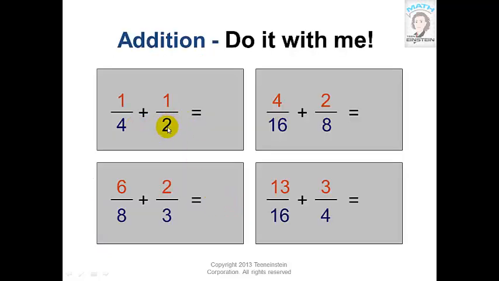Here, change into 4. So it should be 2 over 4. Then you get 3 over 4. Here change into 16. It becomes 4. 4 plus 4 is 8 over 16. Then reduce. Here change into 24. Then reduce. Here change into 16. So 13 plus 12 will be 25 over 16. Okay, can you verify with your calculator now?